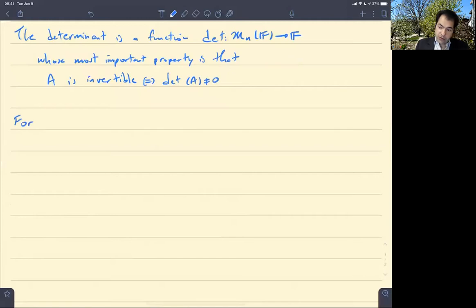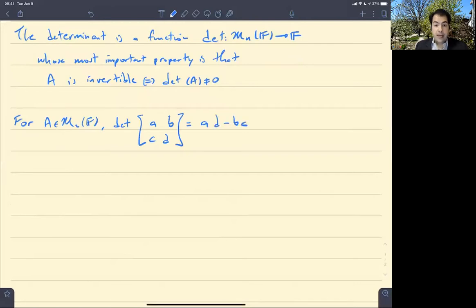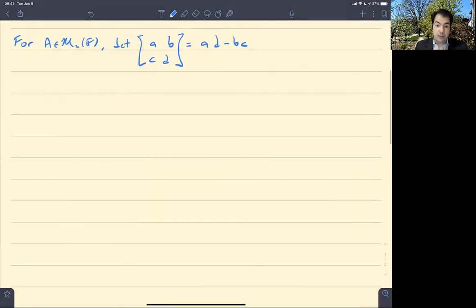So the case that we've actually seen before, and we didn't call it the determinant, is the case of 2x2 matrices, right? So the determinant of a 2x2 matrix is just AD minus BC. And let's keep this case in mind as we discuss the definition. So here are some properties of functions from matrices to numbers, to elements of the field.